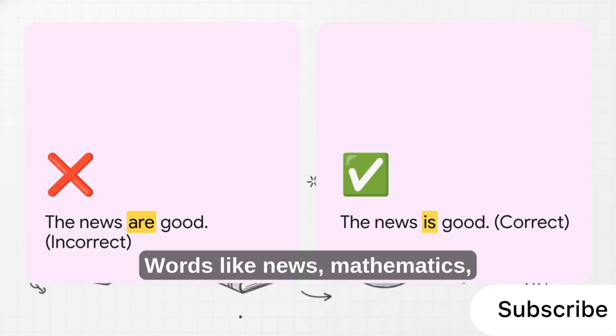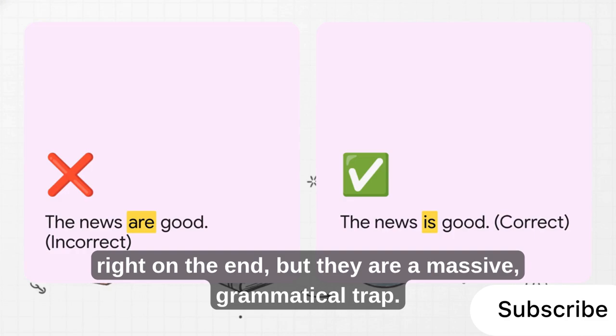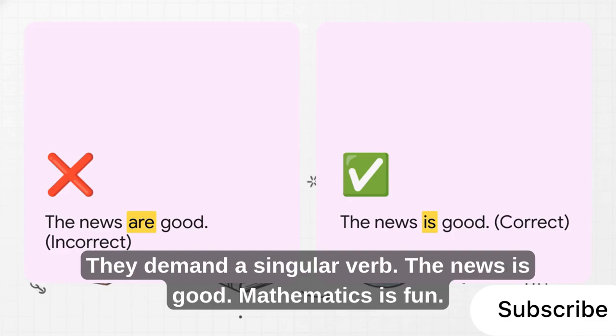Words like news, mathematics, physics, or innings might look plural with that sneaky S stuck right on the end, but they are a massive grammatical trap. They demand a singular verb. The news is good. Mathematics is fun.